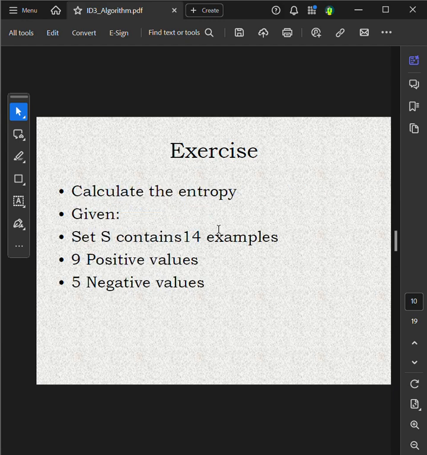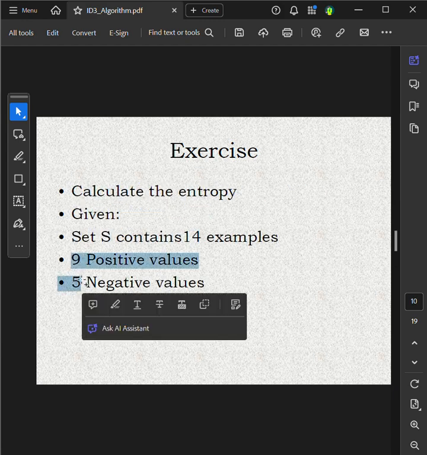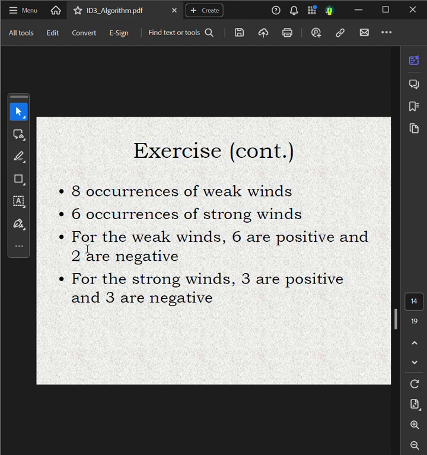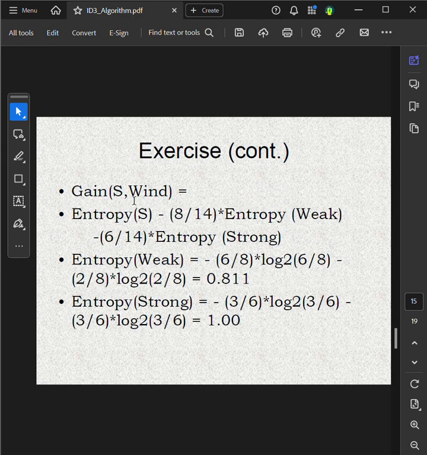And 14 comes by the addition of these two. Okay, here's the wind example that I explained. As you can see, the wind example now, you can pause the video.